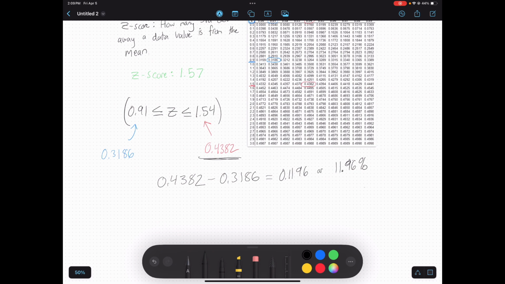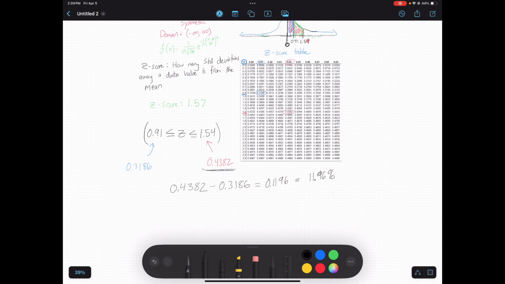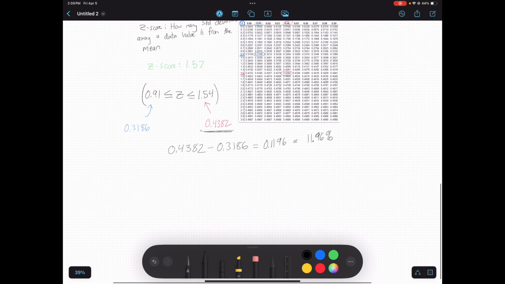Now you'll notice we haven't seen any negative z-scores yet. How do negative z-scores work? So let's say I asked you this question. What's the probability, oh, in fact, I forgot that. That's how we mark probability. So what's the probability that my z-score is less than a negative? So yes, negative z-scores are a thing.